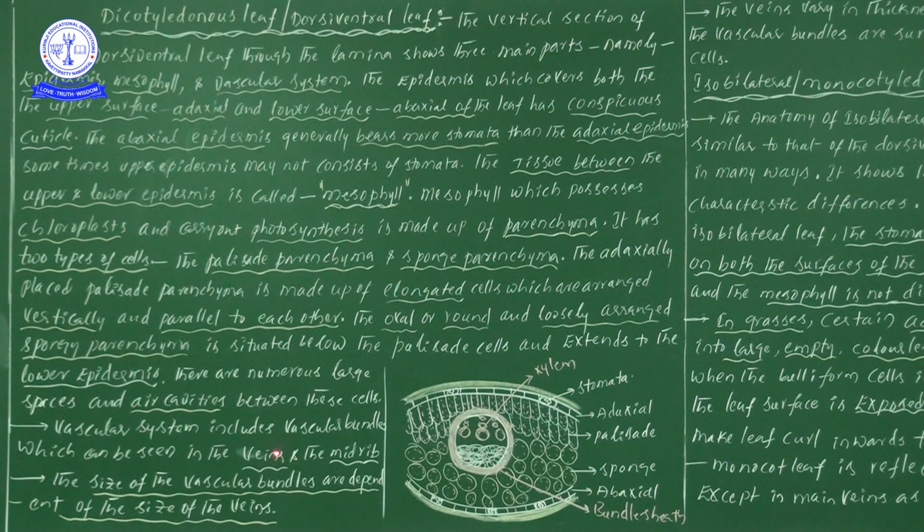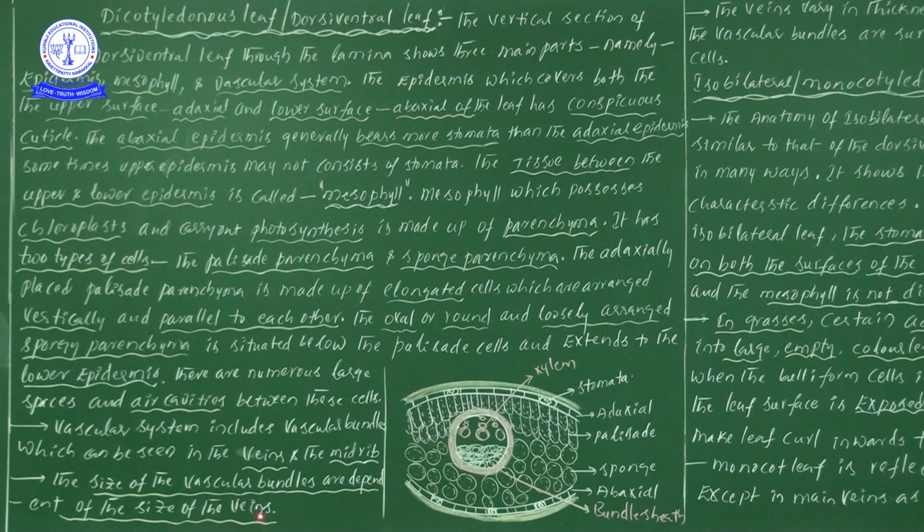So here, what is the point? Midvein or midrib is there, and veins and veinlets are there. Now the main important point is that the size of the vascular bundles depends on the size of the veins. If the veins are large, the vascular bundles will also be larger.